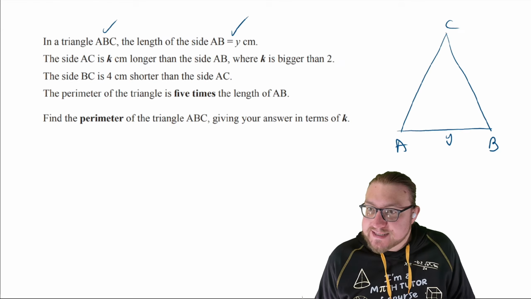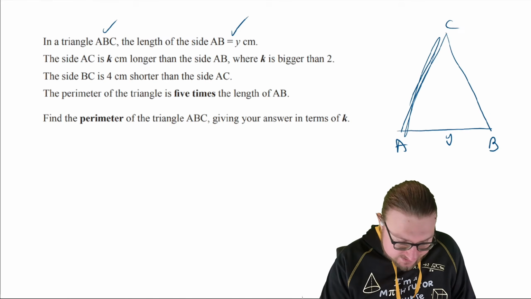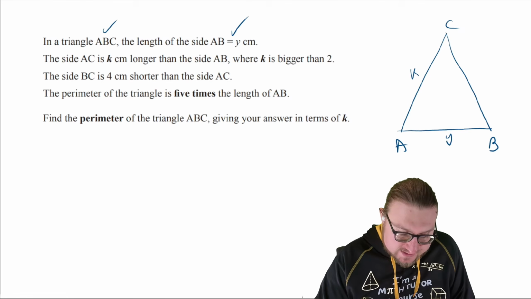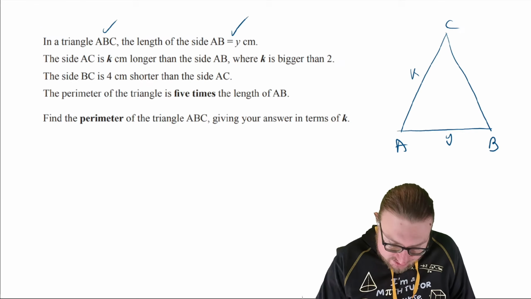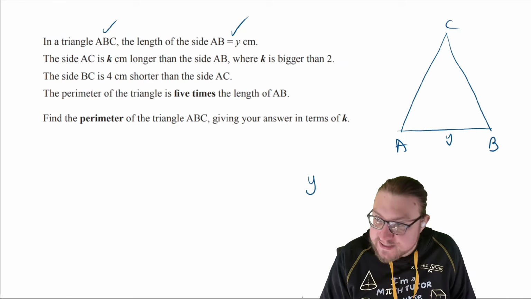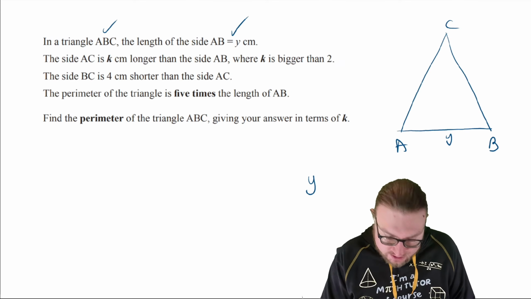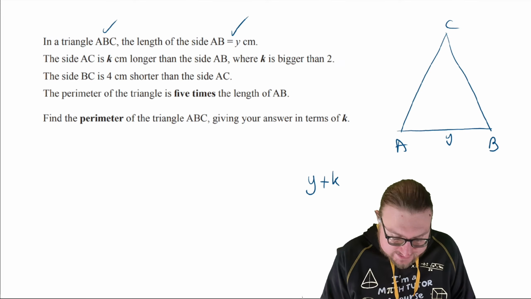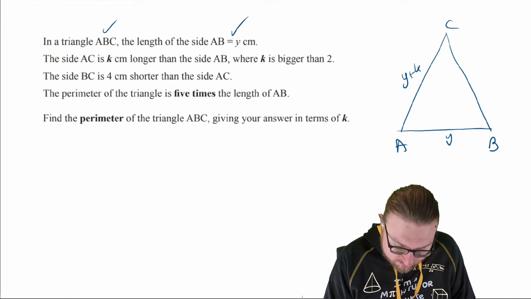Now the next part says the side AC, which is from here to here, is k centimeters longer. So it's not k, it is longer by that much compared to the side AB. If the side AB is y centimeters and one of the other sides is k longer, that means it is y plus k centimeters long. So this is y plus k over here.